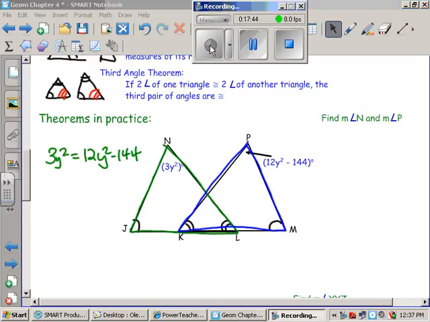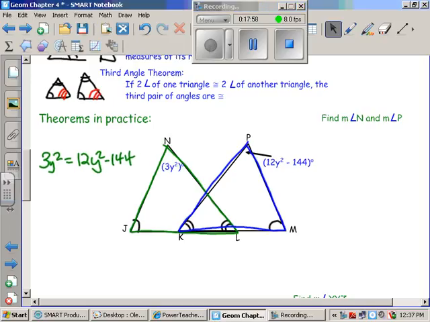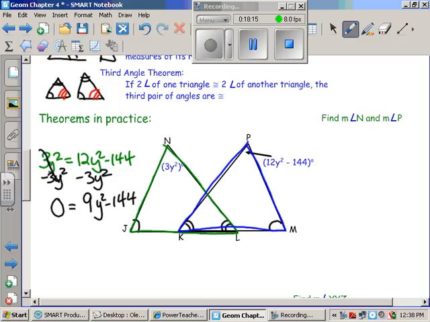So I'm gonna work with this and just try to solve it without having to factor. So the first thing I'm going to do is get all the y's together on one side and the x's together on the other, or the constants together on the other. So I'm going to subtract 3y squared from both sides. And those are going to cancel and become 0. This is going to be 9y squared minus 144. Okay, and I'm going to get the constants on the other side.